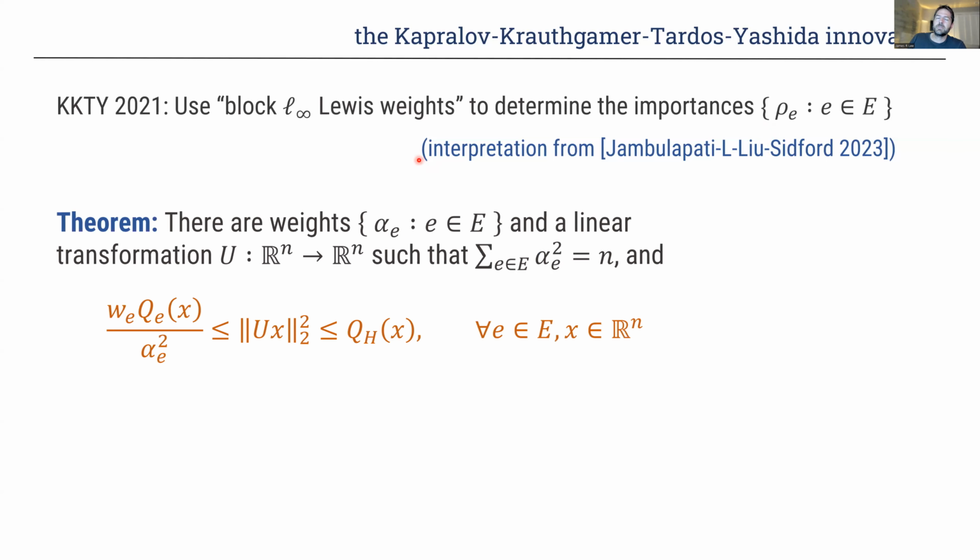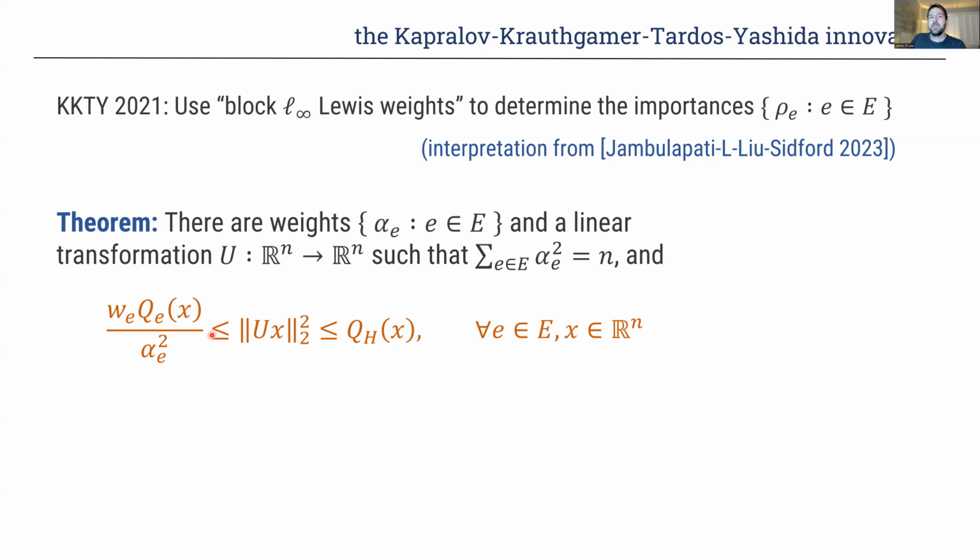So we call them block L-infinity Lewis weights, and in that paper we explored a number of generalizations of this notion. But the theorem of KKTY, restated in this language, is that there are weights that you can assign to the hyperedges and some linear transformation from R^n to R^n, such that the sum of the weights squared is n. I should say these are non-negative weights. Only the square appears, so it doesn't matter if they're negative or not, but you should take them to be non-negative.